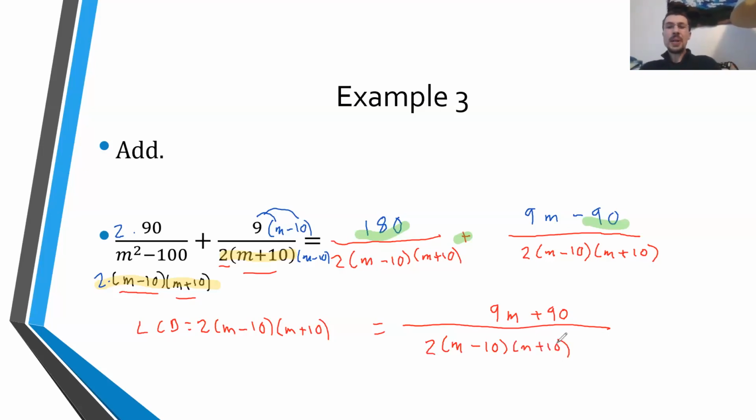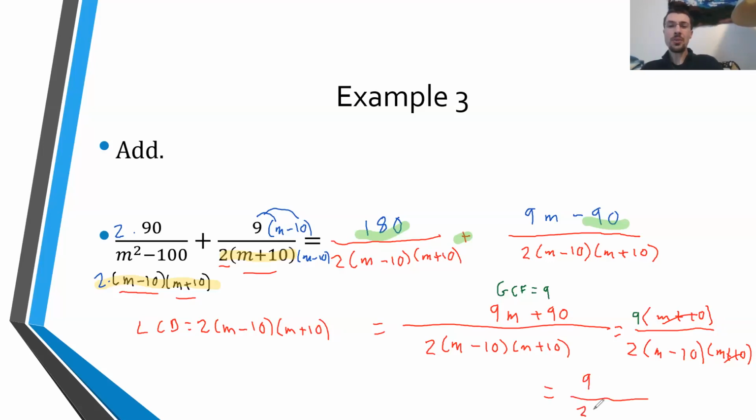Are we done? No, not quite, because we have a GCF for the numerator, which is 9. Factor out the GCF of 9, and we're left with m plus 10. And look what happens. The m plus 10s cancel, giving you a final answer of 9/2 times m minus 10.